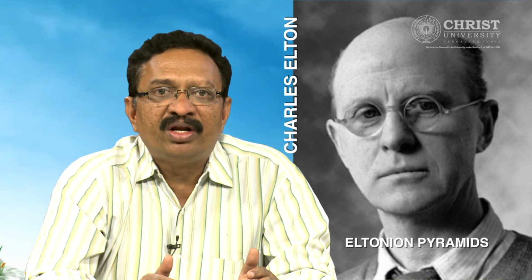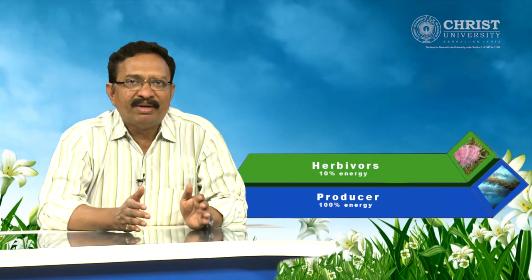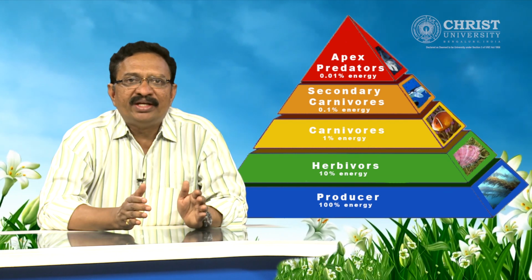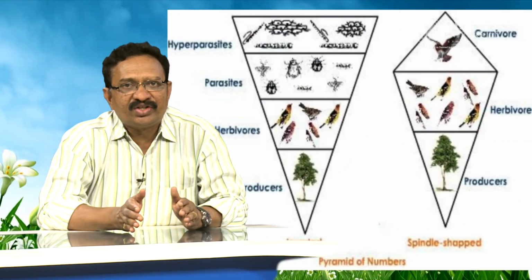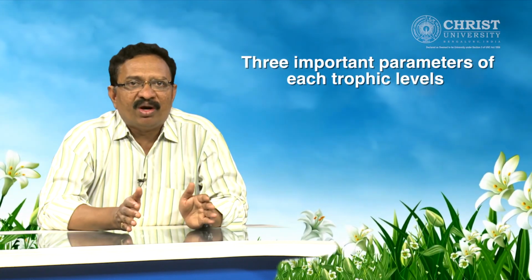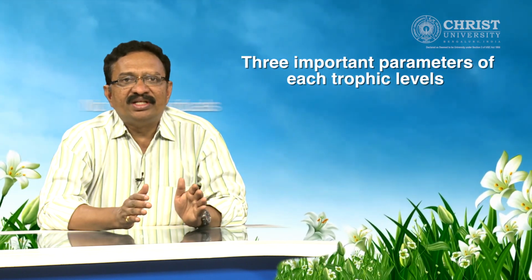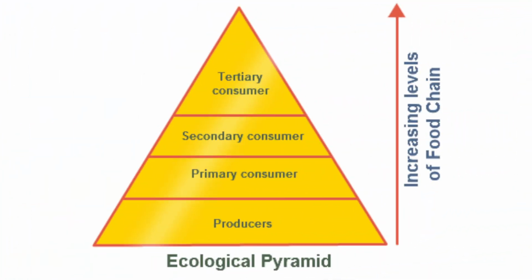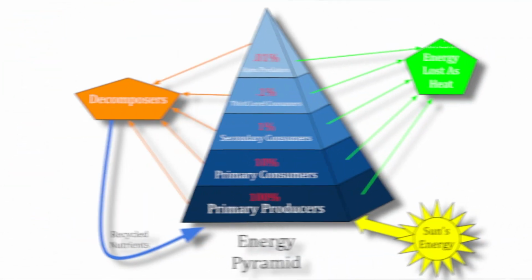Ecological pyramids were first devised by a British ecologist, Charles Elton, in 1927 and are therefore called Eltonian pyramids. In a pyramid, various steps of food chains are represented sequence-wise with producers at the base, herbivores above them, followed by primary carnivores and so on, with carnivores at the top. An ecological pyramid can be upright, inverted or spindle shaped. There are three important parameters of each trophic level in a food chain, that is number of individuals, amount of biomass and amount of energy. Accordingly, three types of ecological pyramids are recognized: pyramid of number, pyramid of biomass and pyramid of energy.